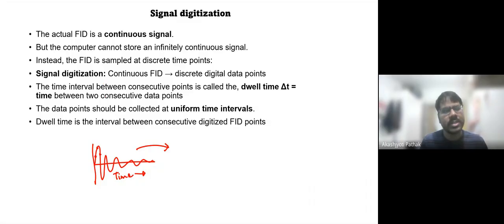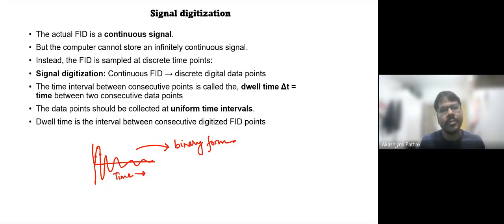So the signal that you capture is digitized. Digitized means it is converted into binary form and stored in the system. Now that can be Fourier transformed, and we can get the frequency signal after Fourier transformation.